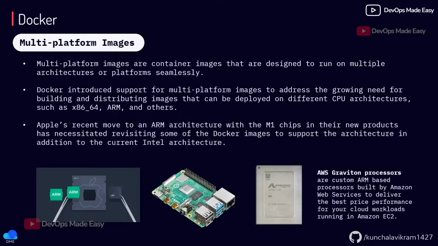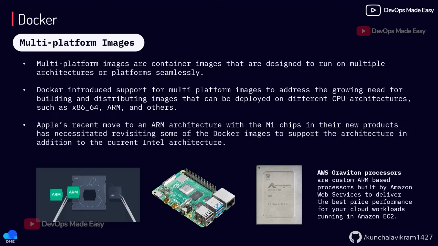So what are these multi-platform images then? These are images designed to run on multiple architectures. Which means if you create them on AMD 64, they can still run on ARM architectures. So how is it possible? Before understanding that, let's see why Docker has to go for multi-platform images.